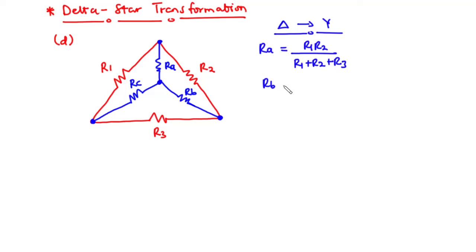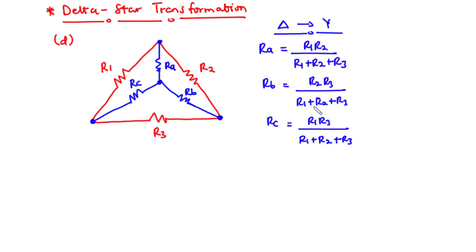Now also for RB, you are going to multiply R2 and then R3, that is the two adjacent resistors, divided by the sum of the three resistors that make up the delta network. So R1 plus R2 plus R3. And then also for RC, we are going to multiply R1 and then R3, and then divide by R1 plus R2 plus R3. So basically, this is how to convert from delta to star.